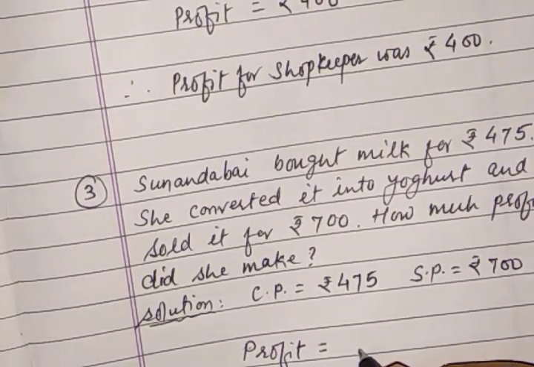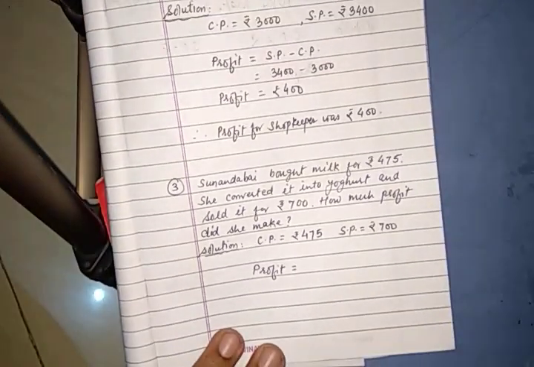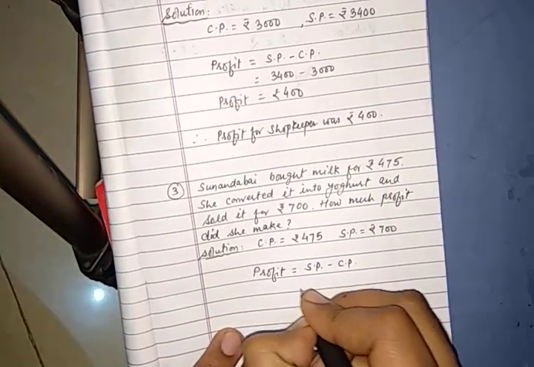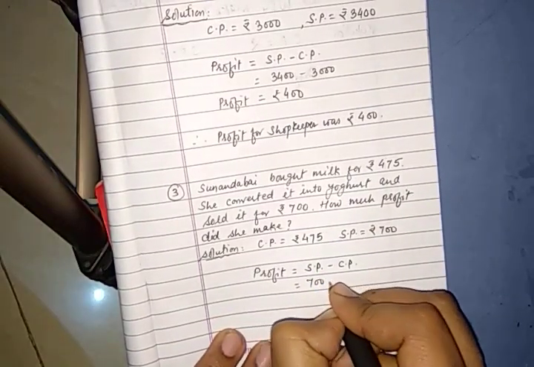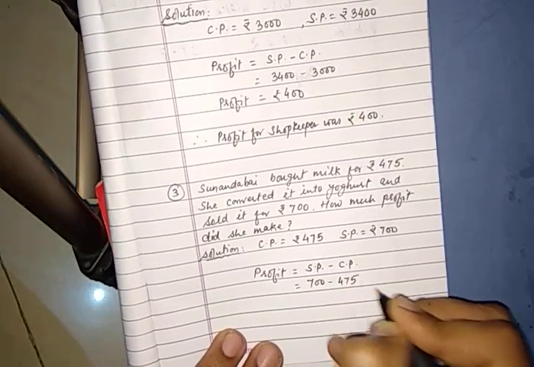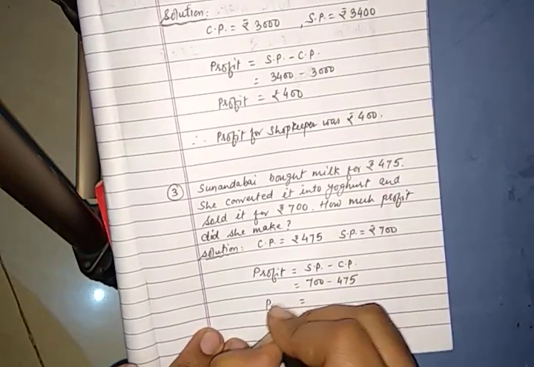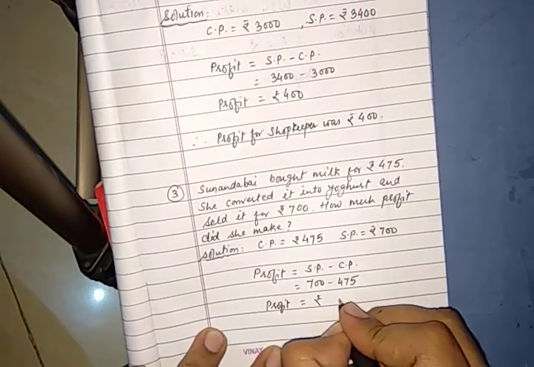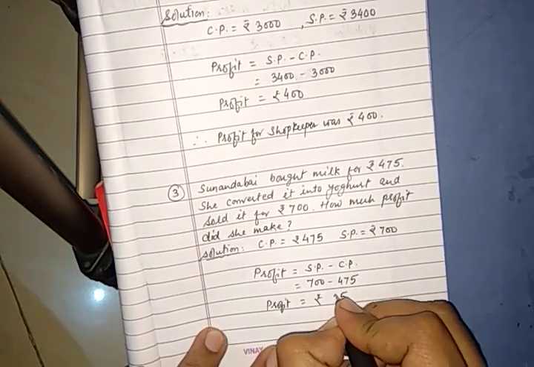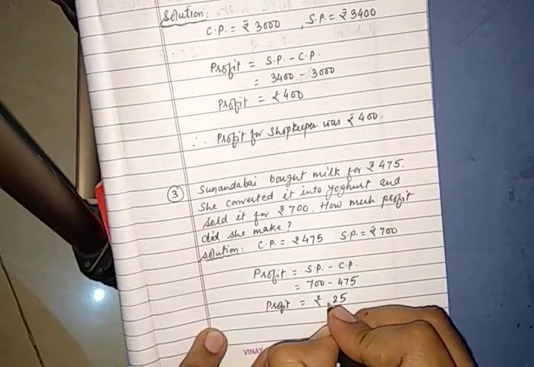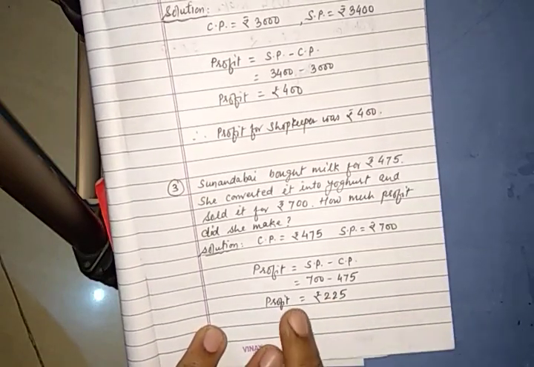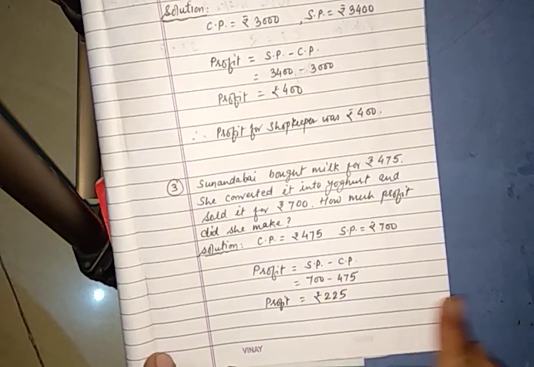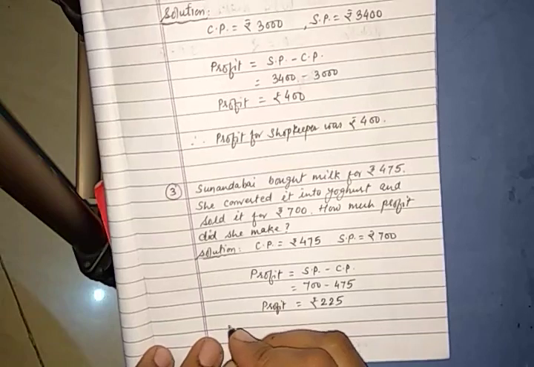So again we will use the formula. Profit equals selling price minus cost price. So it is 700 minus 475. Okay, so when you subtract, you get here rupees. Now 10 minus 5 is 5, 9 minus 7 is 2, 6 minus 4 is 2. So profit for Sunanda Bai was 225. So you have to write again a statement for it.